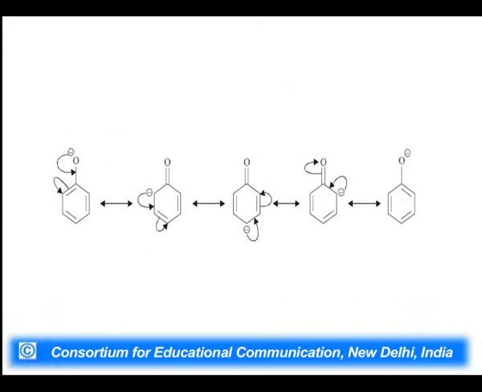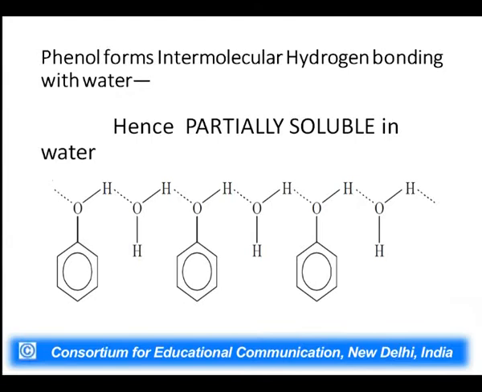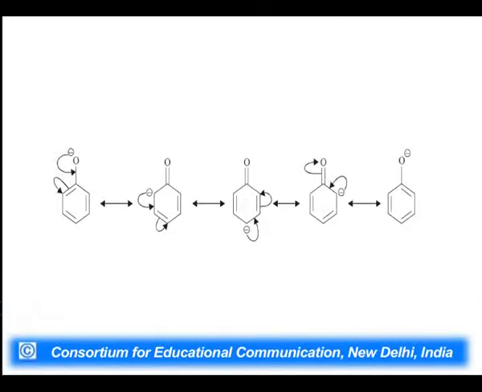The second thing we find is, after the cleavage of the OH bond, what we get here is a phenoxide ion. And this phenoxide ion is again resonance stabilized. Since it is resonance stabilized, and if we look into the structure, here there is no charge separation. So we can say that the phenoxide ion is more stable as compared to phenol. Hence, phenol has a tendency to give H as H positive.